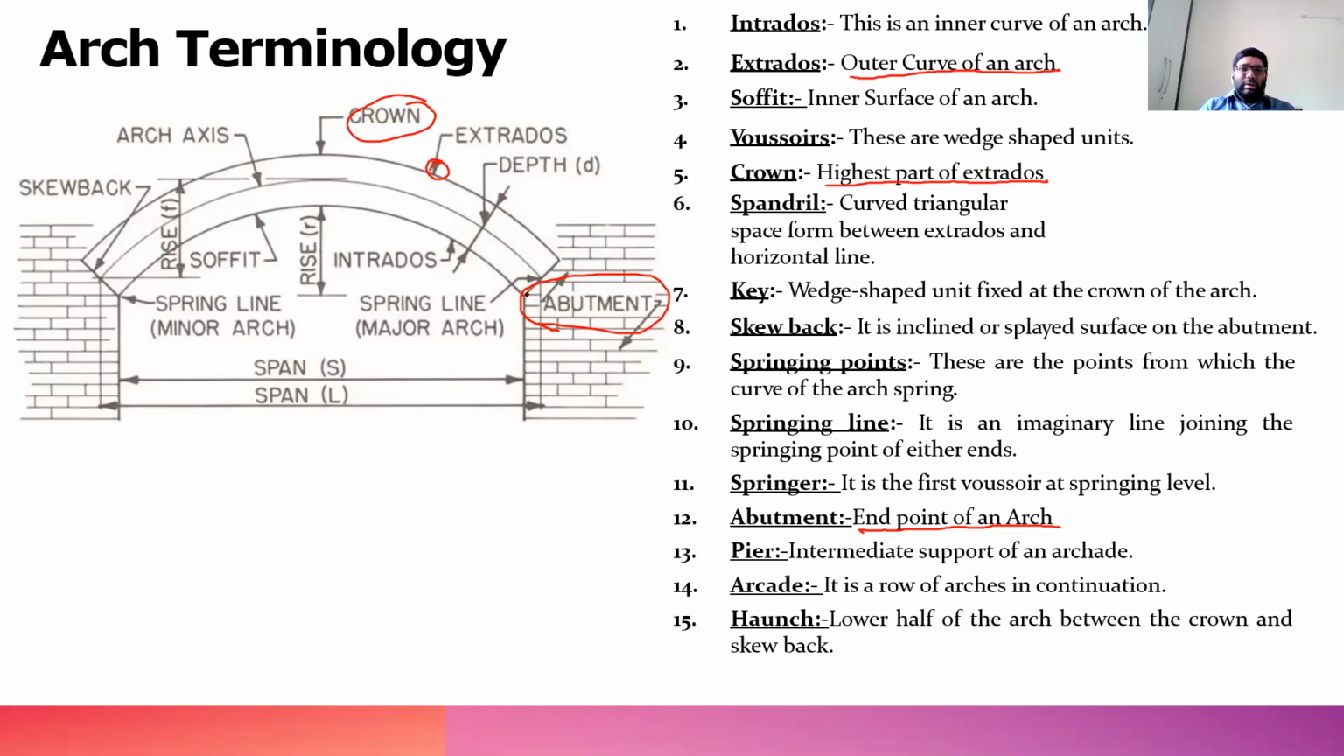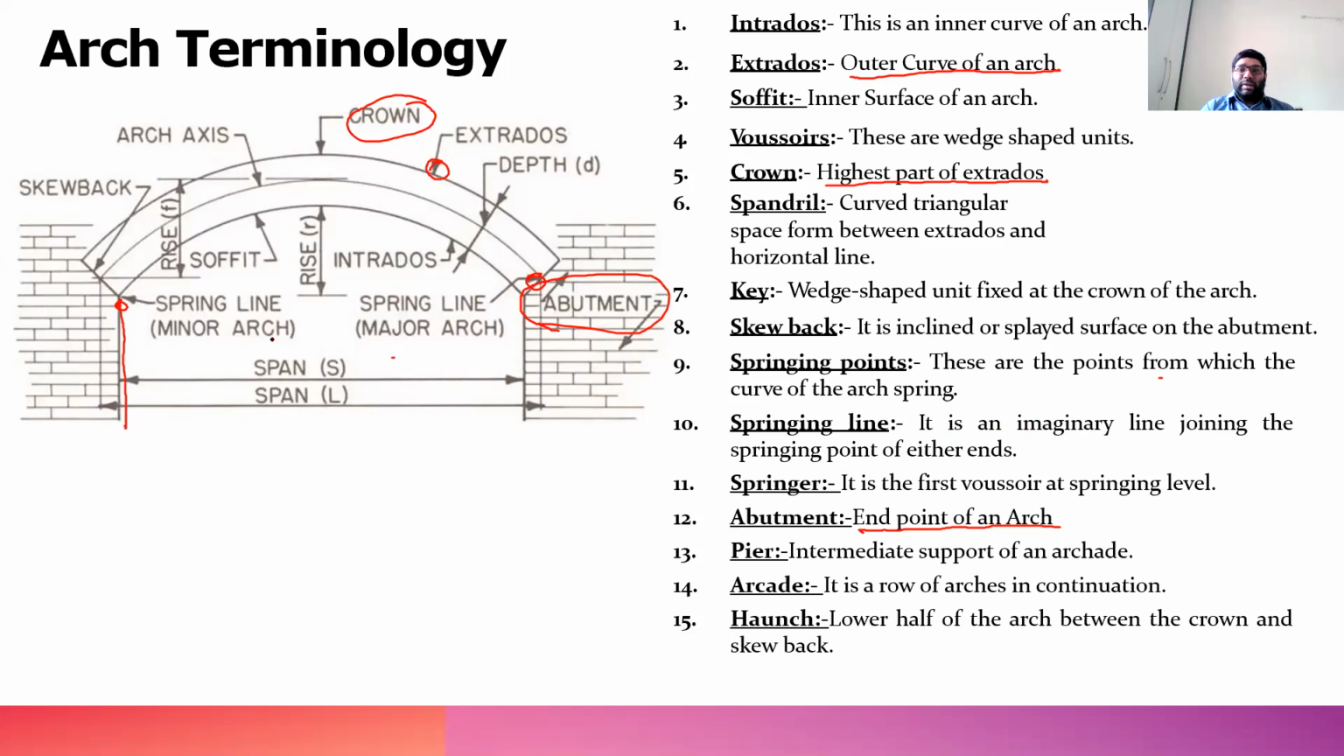And then we have the spring line. You can see that here. This is the spring line. What is that? It is an imaginary line joining the springing points of either end. So what do you mean by springing point? These are the points from which the curve of the arch springs. So you can see the action here. It's an imaginary line. Spring line means this specific line that is being considered.